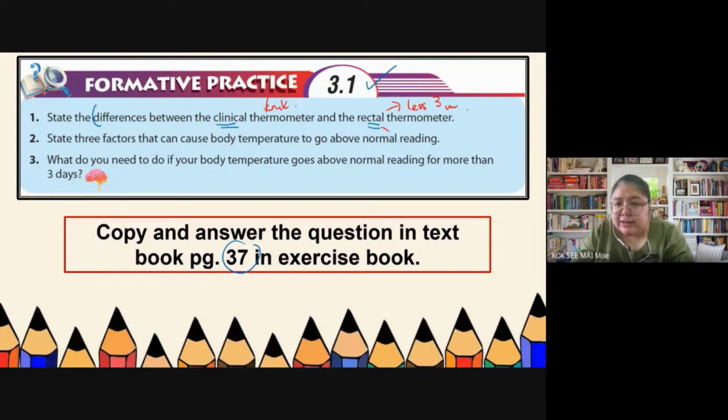Okay, then the rectal you need to put in the rectum. This one you put in what? Put in the mouth. So this one is the differences. Okay, you can find in the textbook what the differences are.